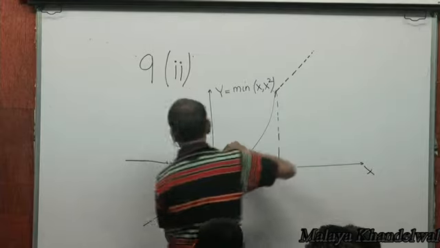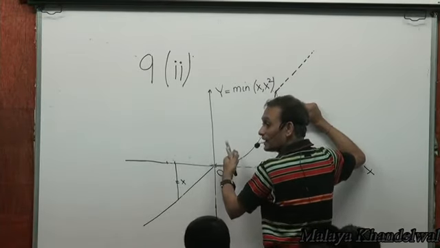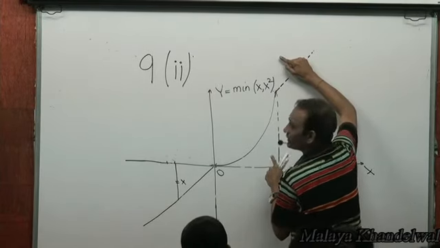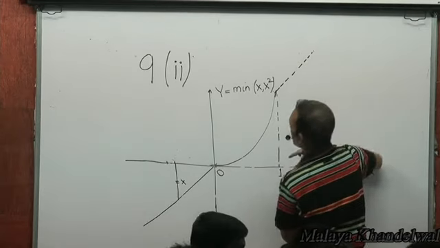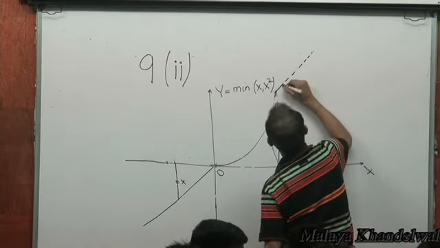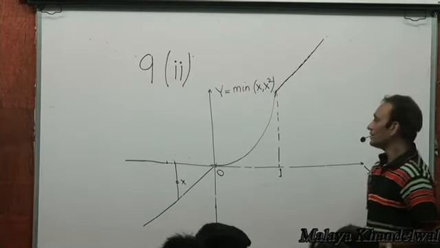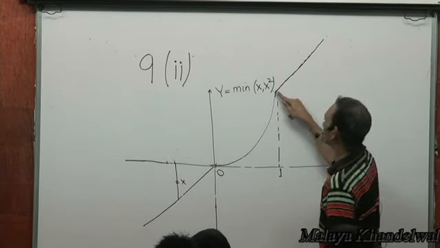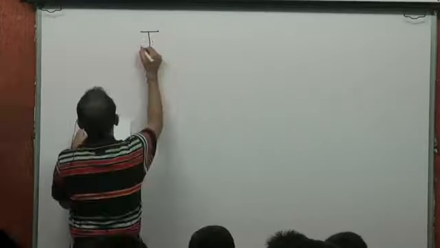In the interval, refer to the original figure, x square was smaller, the parabola was below y equal to x, so retain x squared. 1 onwards, x square overtakes y equal to x, so retain y equal to x for that interval. Very clearly, it's not differentiable at x equal to 0, at x equal to 1, it's not differentiable but continuous everywhere.